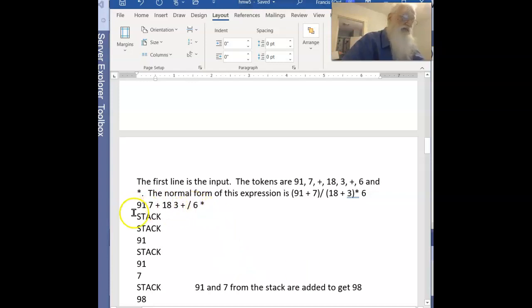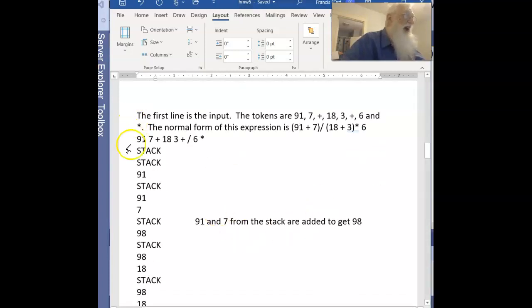Now, here's an example of the program working. I filled in the pieces before I ran this. I'm passing in 91 7 plus 18 3 plus divide 6 multiply. You must put spaces between all the tokens. That's how I'm recognizing the tokens.